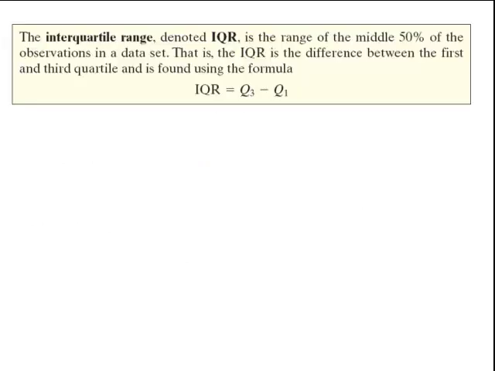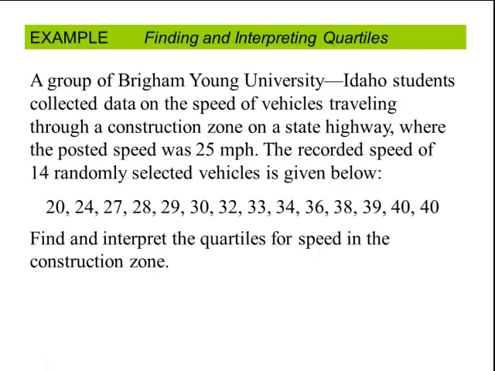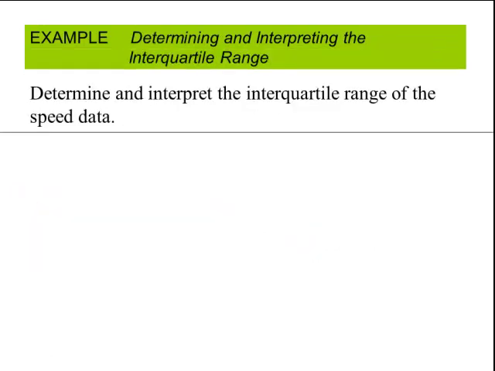The interquartile range, denoted IQR, is the range of the middle 50% of the observations in a data set. That is, the IQR is the difference between the first and third quartile, and it is found by using the formula Q3 minus Q1. We will use the example of the BYU students. Here's the data for the 14 randomly selected speeds of vehicles. We're going to determine and interpret the interquartile range for that data.